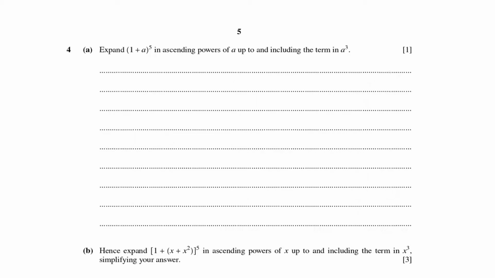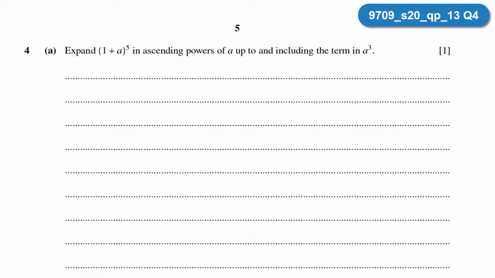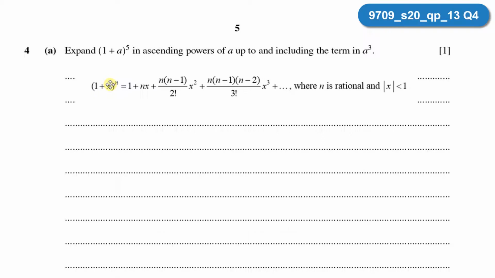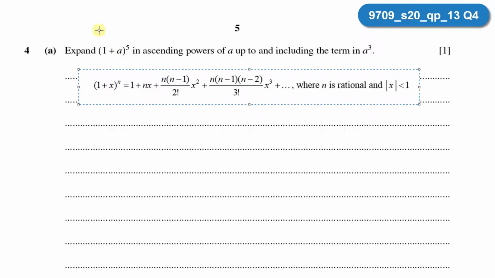Question number 4. Expand 1 plus a to the power 5 in ascending powers of a up to and including the term in a cubed. So for this one, I'll make use of this binomial expansion of 1 plus a to the power of n from the data booklet.